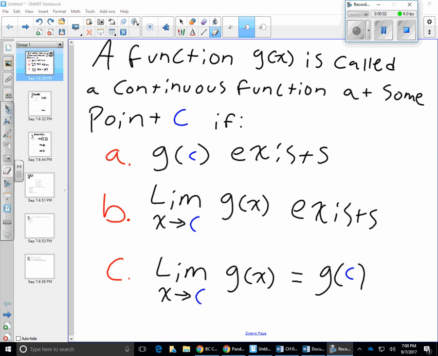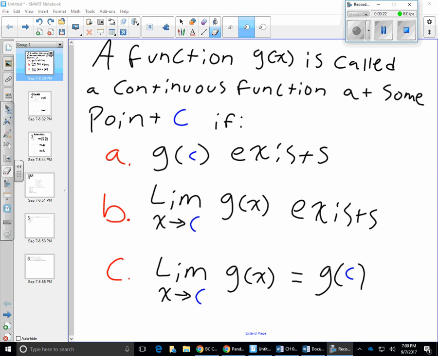Everyone, this video is going to be about continuity and continuous functions at certain points. We will get into the intermediate value theorem as well as implicit differentiation soon, but for now just continuity and continuous functions at some point C.